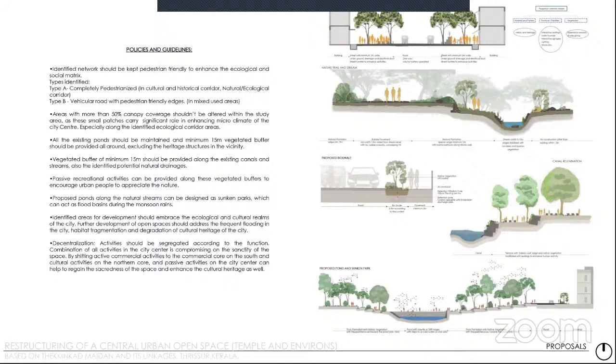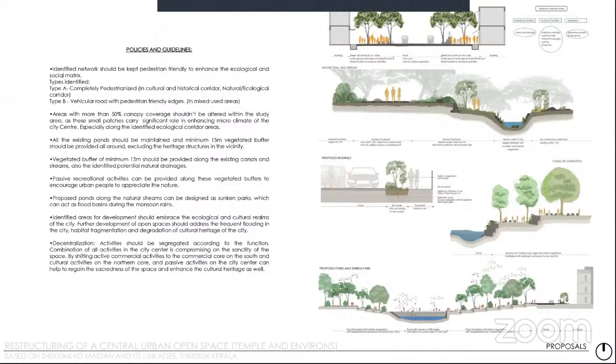Based on the study, I have come up with a set of guidelines and policies for developing the network. It includes types of pedestrian connectivity, green corridors, stipulations for further development inside the city core, pond renovations, vegetated buffers, open area recreational activities, and their zoning as well. Major issues addressed by the network are flooding during the monsoon, enhancement of microclimate, habitat development, and socio-cultural life within the city.